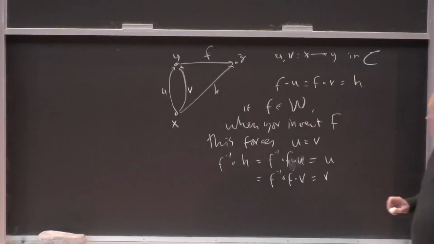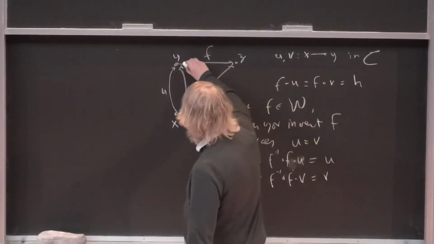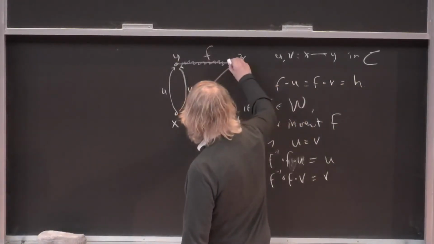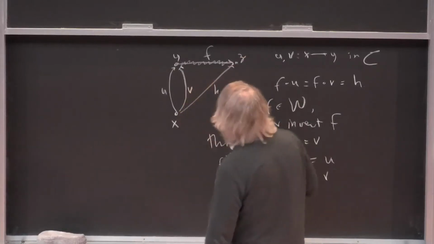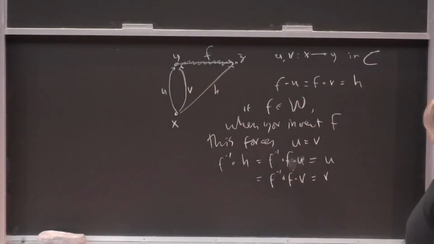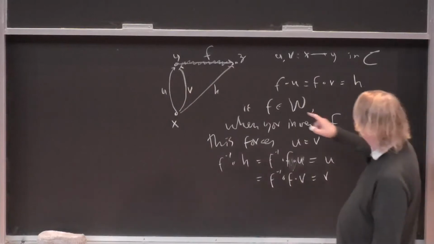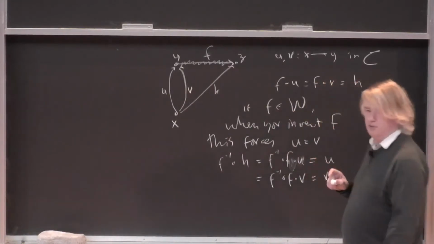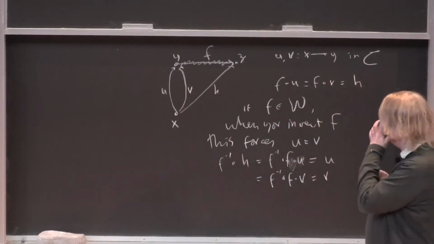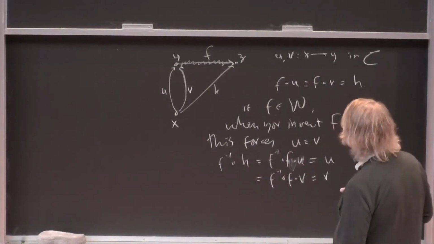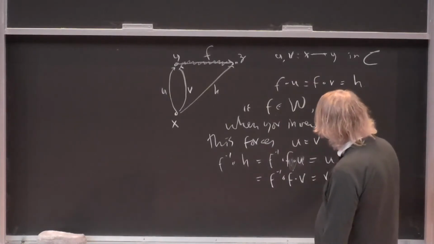So the basic picture is, if we take a diagram like that and make this arrow fuzzy, that tells us we would like to invert that arrow. So we're saying F is inside W. W is like a subgraph of the graph of C. That tells us that U is supposed to be equal to V.